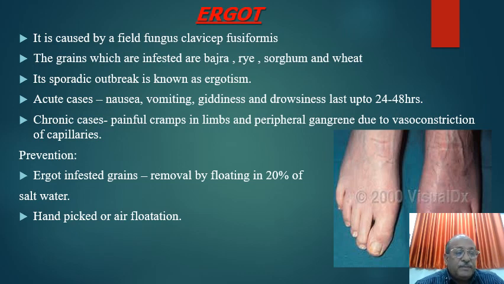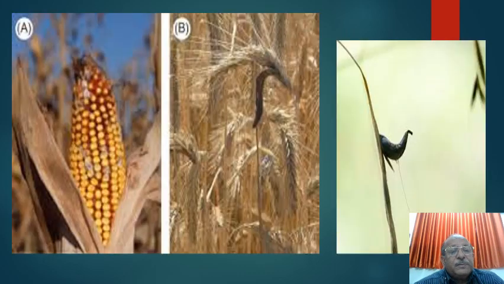How to prevent it? Ergot infested grains can be removed by floating in 20% salt water. Hand-picking or air flotation is the solution for removing these ergot infested items. This is visible in the photograph: bajra, wheat, maize, etc.